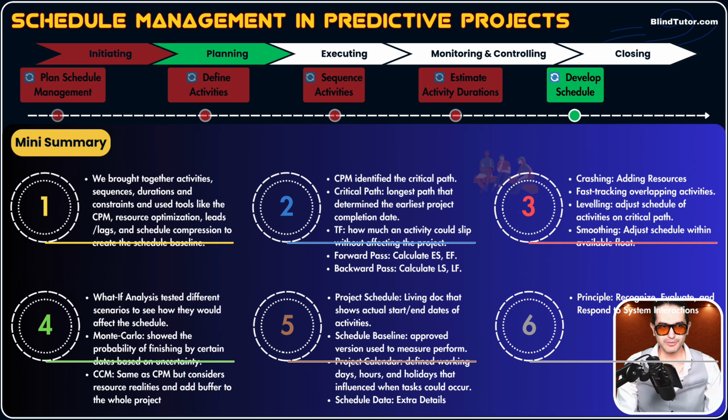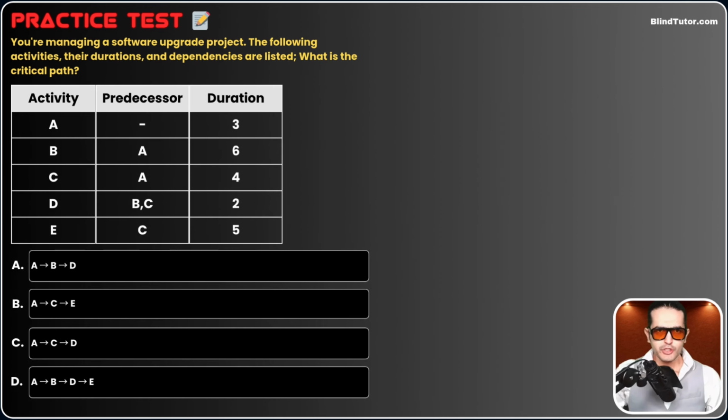Awesome. This was a very long mini summary, I guess. And I think this process deserves some practice tests. So let's get it done. You are managing a software upgrade project. The following activities, their durations and dependencies are listed. What is the critical path? So we have a table with 3 columns. We have activity name, then predecessors, and duration of each activity. Option A says path ABD is the critical path. Option B says ACE. Option C, ACD, and option D, ABDE.